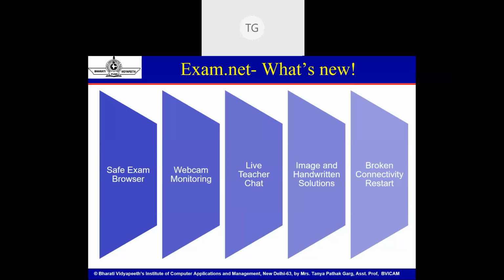And the next is broken connectivity restart. This is also a scenario where, while giving an exam, a student says, oh, my network just went off, and I could not appear for the complete exam, and the exam got submitted. Whenever there is an uneven breakdown or an uneven close to an exam, the next time the student tries to log in to the exam.net hosted examination, it will identify that this was an unaccounted failure, the system terminated abruptly, and the exam will begin from that point.